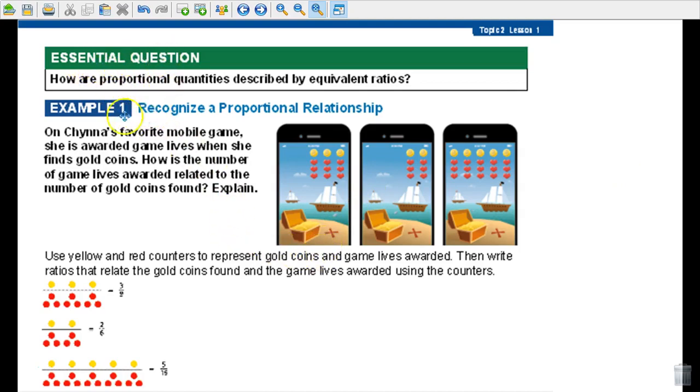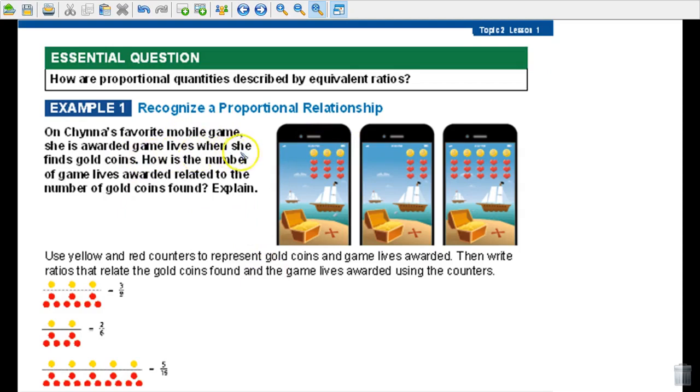Essential question. How are proportional quantities described by equivalent ratios? If they are equivalent ratios, then they will be proportional. If I'm comparing two quantities and all the ratios between them are equivalent, then the two quantities will be proportional. Example one, recognize a proportional relationship.